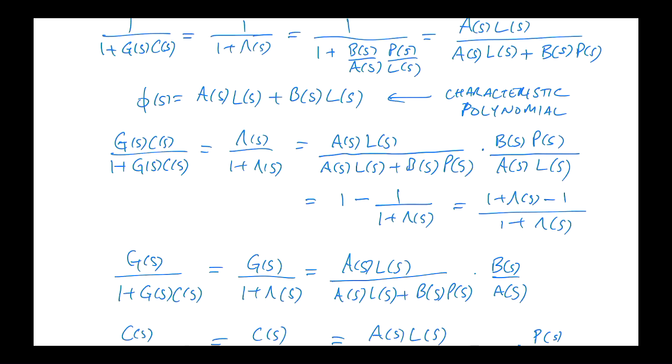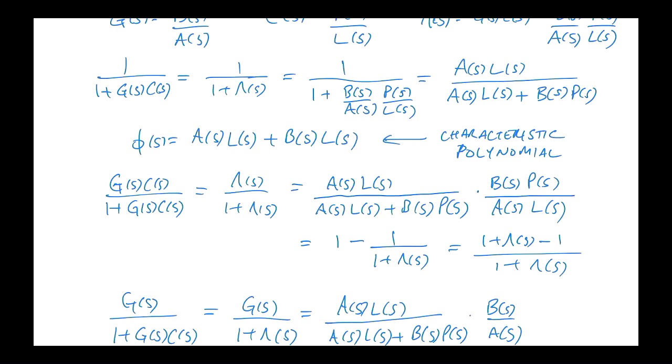And you can see all I've done here is say, well, I know what 1 on 1 plus lambda is. It's this guy here, right? And I'm just multiplying by lambda, which is the product of the plant transfer function and the controller transfer function. Okay, of course, this L cancels that L, that A cancels that A, and you're just left with B times P on the top. Okay, this is showing you why this transfer function is algebraically related to this one.